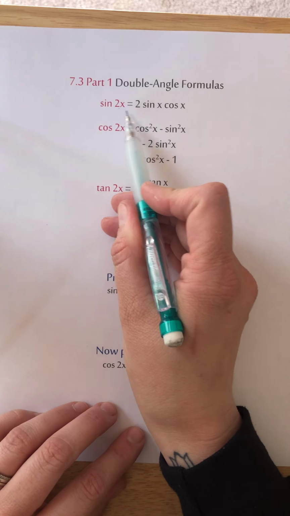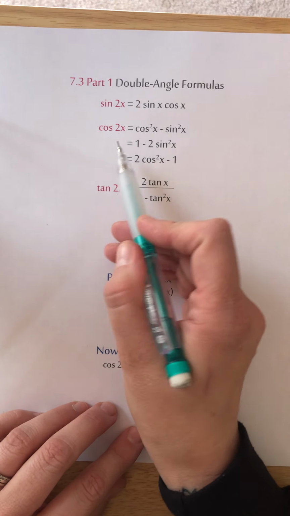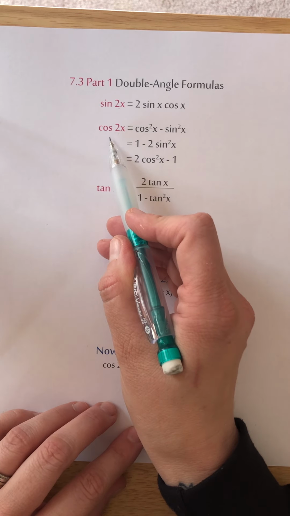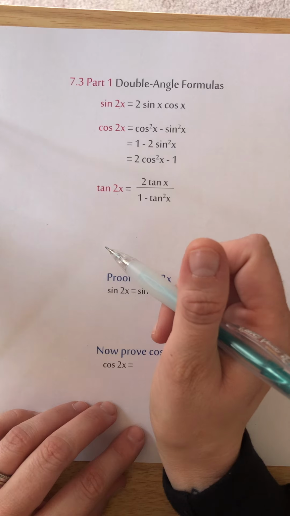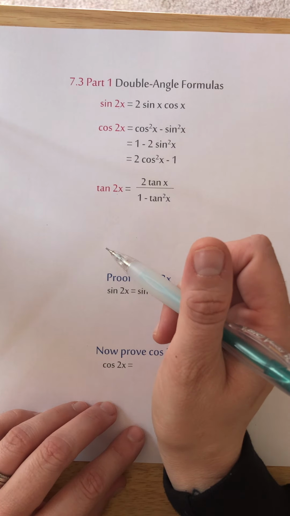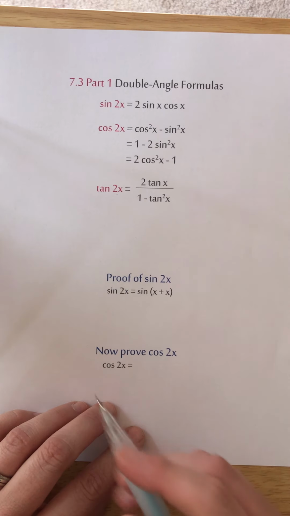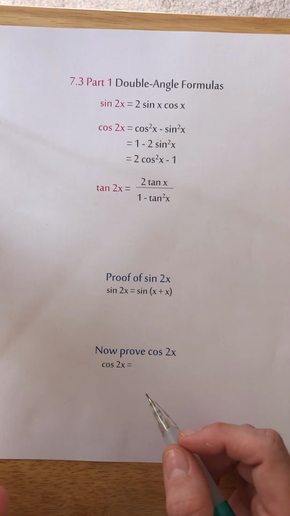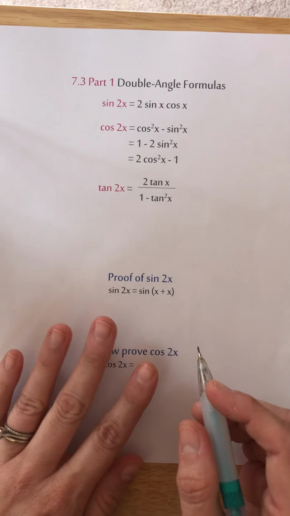So sine of 2x is equal to 2 times sine x times cosine x. Cosine of 2x has 3 double angle formulas. And in a minute, I'm going to show you how you can derive the other 2 by simply knowing the first one. So if you can remember, the first one is cosine squared x minus sine squared x.